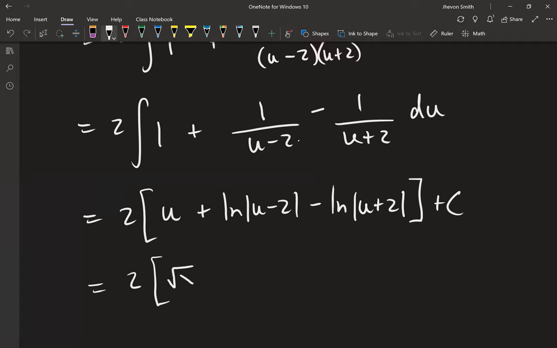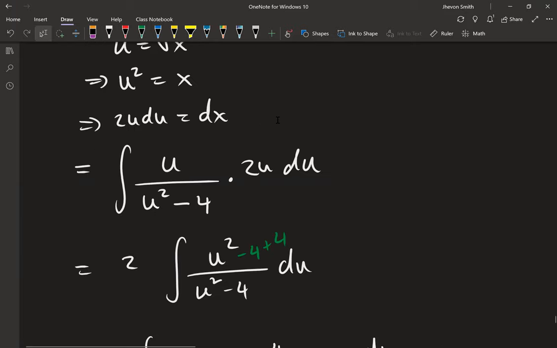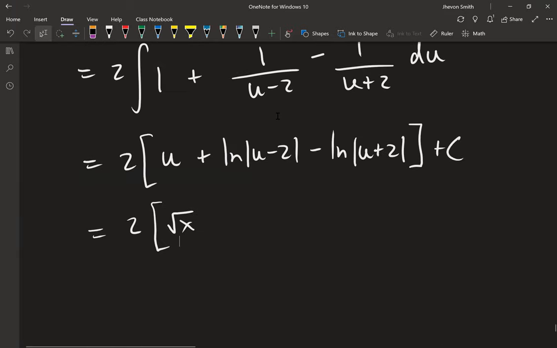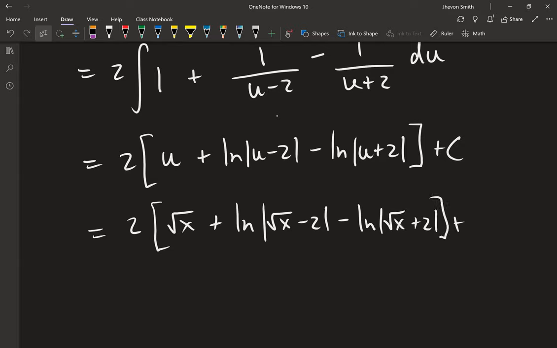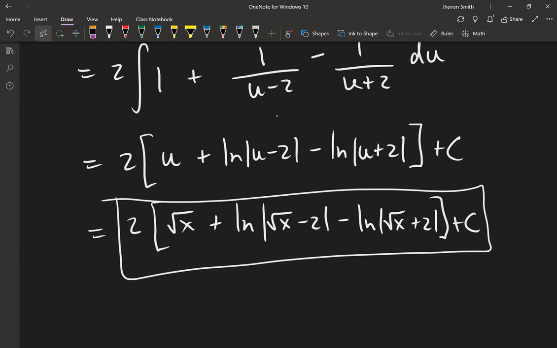Right, but first, let's go back to our original variable x, u equals radical x. So we're going to plug in radical x everywhere. That's one more step. And I mean, we can leave it here. We don't have to multiply out.